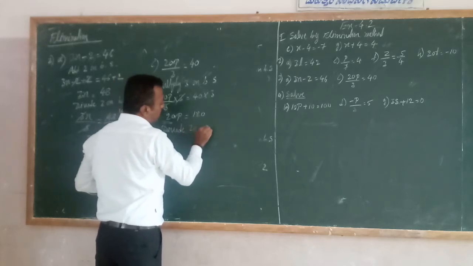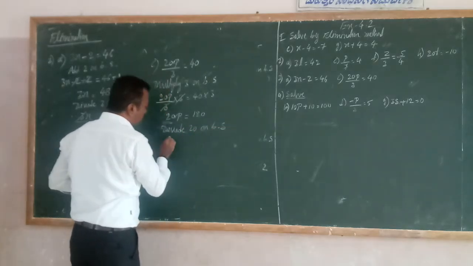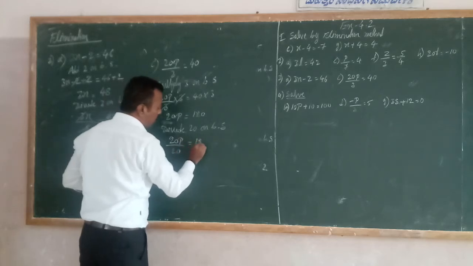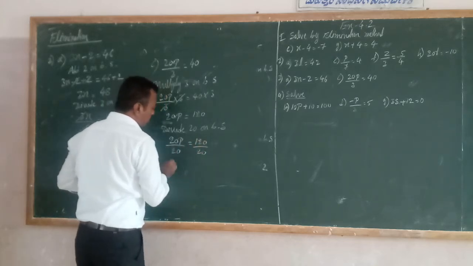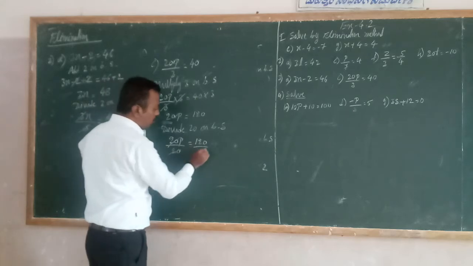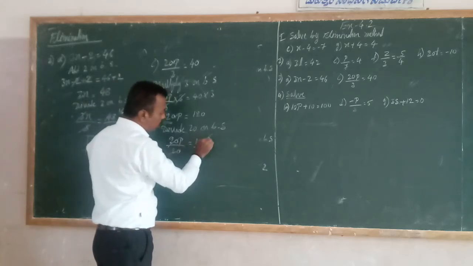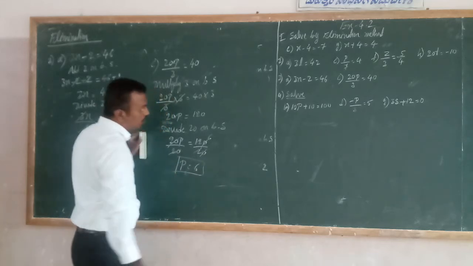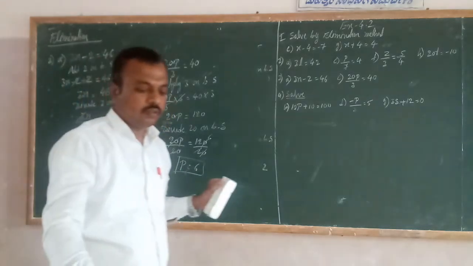20 on both sides. So what does it become? 20p by 20 is equal to 120 upon 20. So 20 gets cancelled, 0 gets cancelled, 2 ones are 2, 6 twos are 12. Therefore p is equal to 6. Understood? So like this we have to solve it.